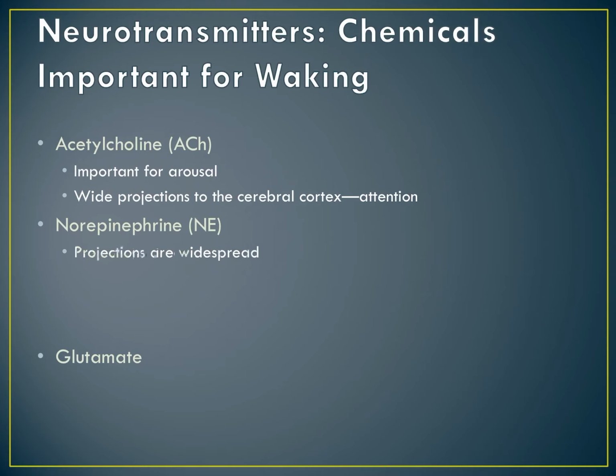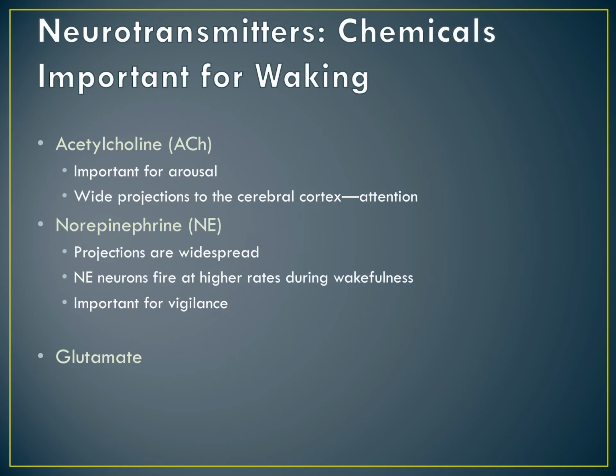Now, norepinephrine also has projections that are widespread across the brain, and we find that the neurons with receptors for norepinephrine, so we call them norepinephrinergic neurons, fire at a higher rate when we're awake. They're really important for things like vigilance and arousal. It gets us amped up. So when you have more norepinephrine, you're going to see a higher arousal.